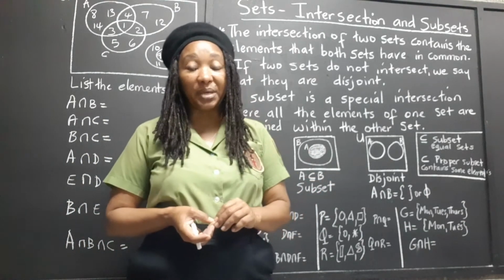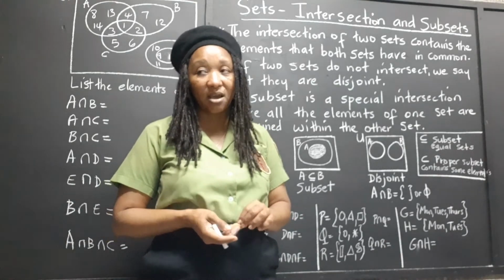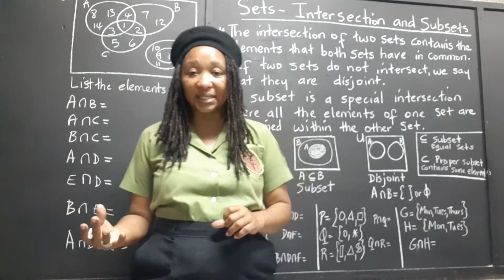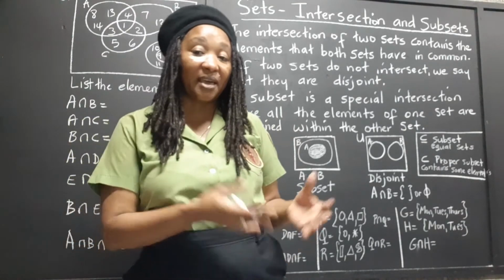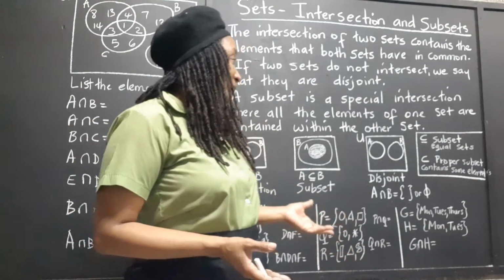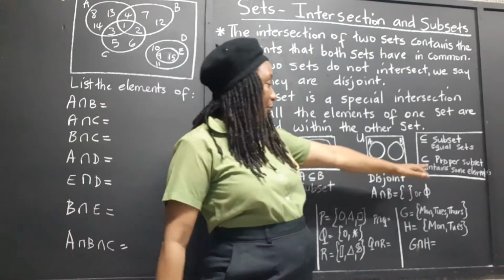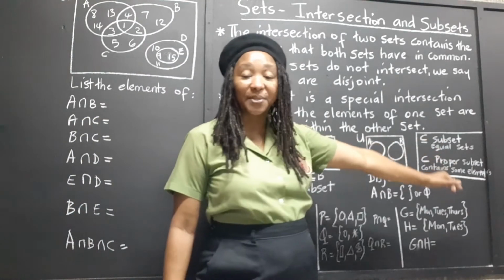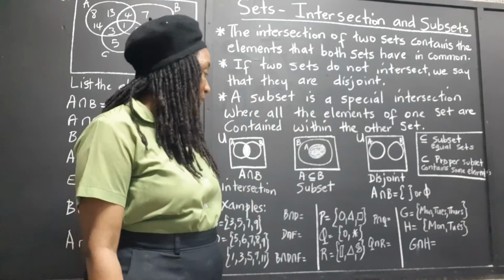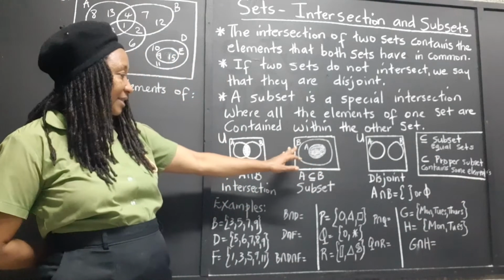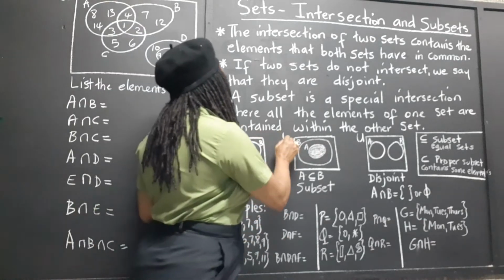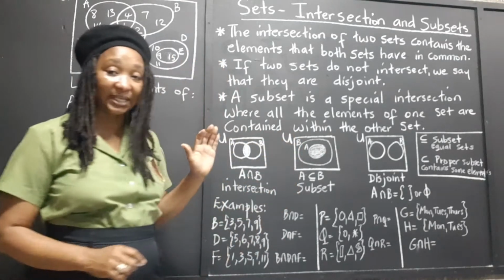It could even be that all the elements in one set are exactly the same elements in another set. That is also a subset. I'll explain to you the two types of subsets that we have. But here is the diagram representing. Still have our universal set.